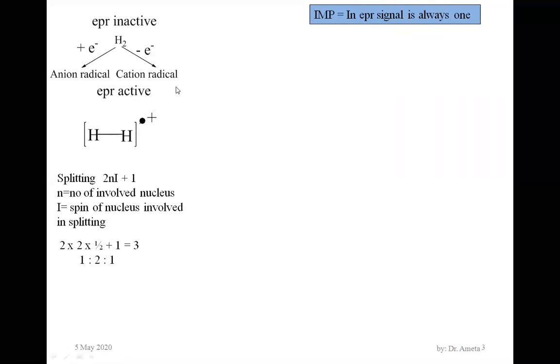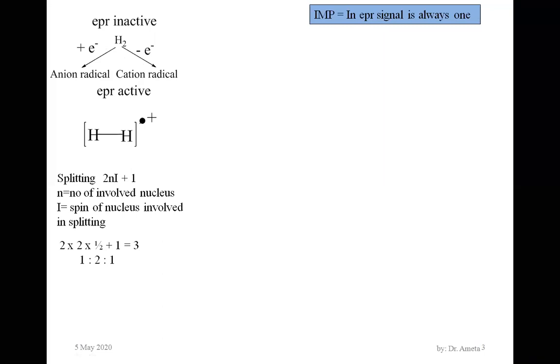So again we see that this H2 molecule is EPR inactive. If we want to make it EPR active, then we have to add one electron or remove one electron from the H2 molecule. If we add one more electron, it turns into an anionic radical, and if we remove one electron from the H2 molecule, it turns into a cationic radical. In both cases, the anion radical and the cationic radical, it is EPR active.